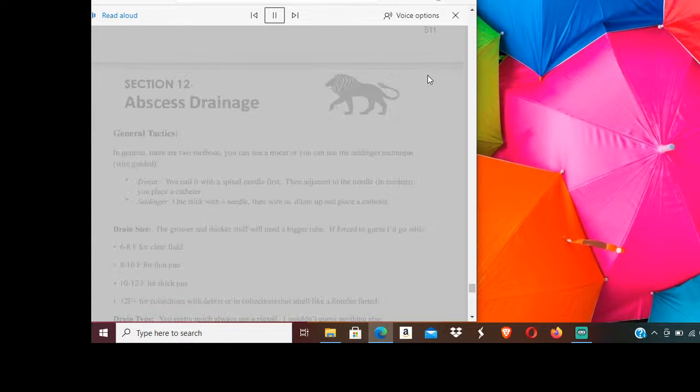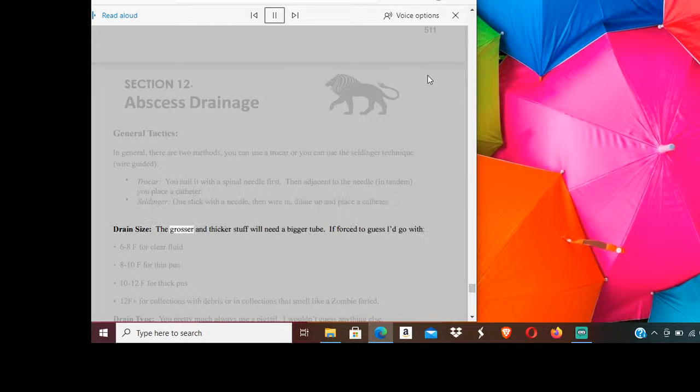511. Section 12, abscess drainage. General tactics. In general, there are two methods. You can use a trocar, or you can use the Seldinger technique, wire-guided. Trocar: you nail it with a spinal needle first, then adjacent to the needle, in tandem, you place a catheter. Seldinger: one stick with a needle, then wire in, dilate up and place a catheter.